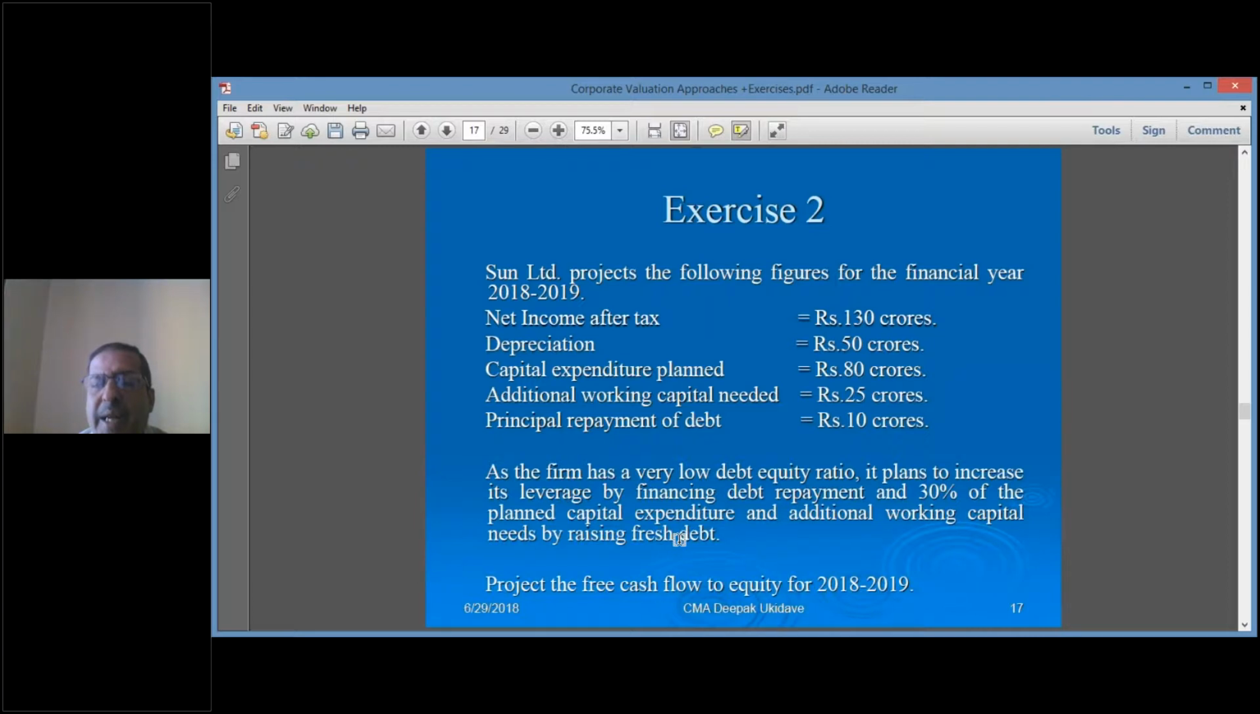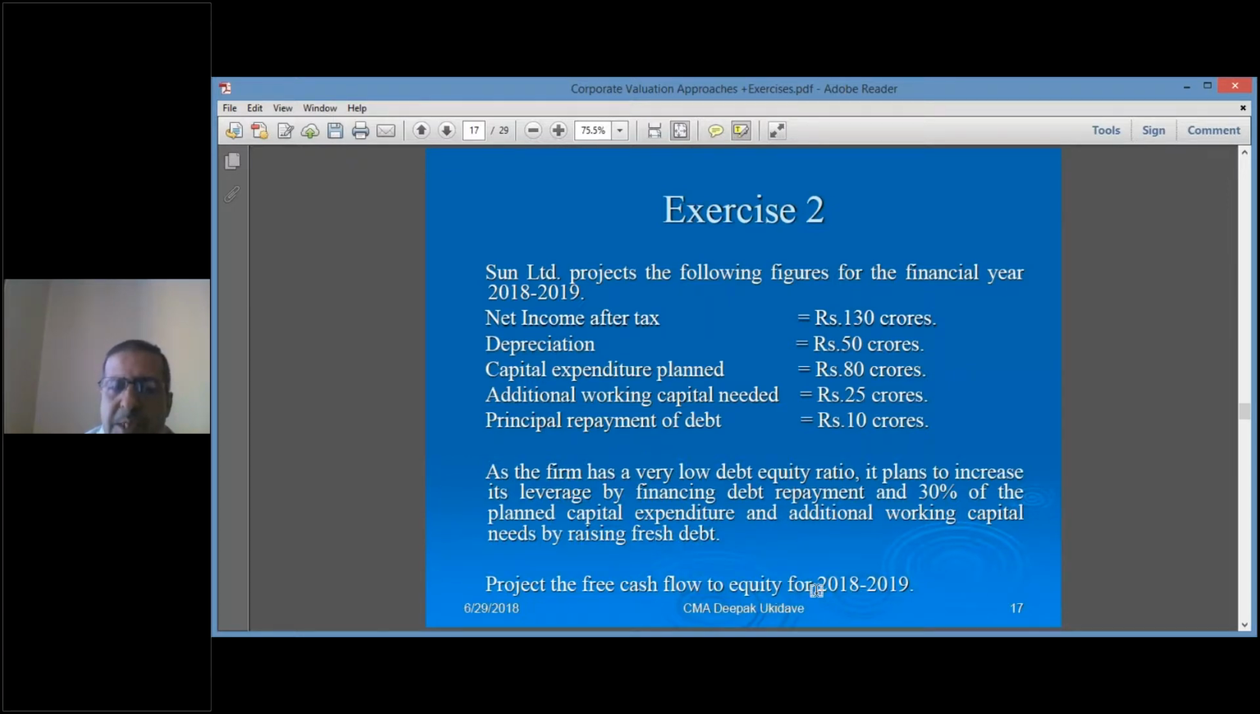The company's debt equity ratio is very low. The company's balance sheet debt is very less. So the company wants to increase the debt equity ratio. How and for what reason? Because the company is raising the debt mainly to repay the old debt, and meet 30% of the planned capex and additional WC needs by raising fresh debt. Fresh debt raised will be used for repayment of existing debt, right? By financing debt repayment, existing debt will have to be repaid, and also 30% of the planned capex and additional WC will be met out of fresh debt.